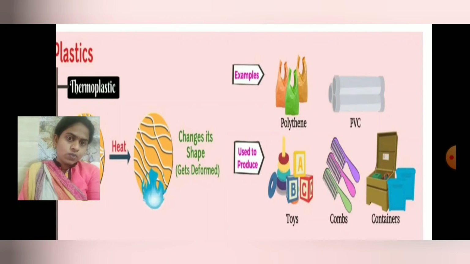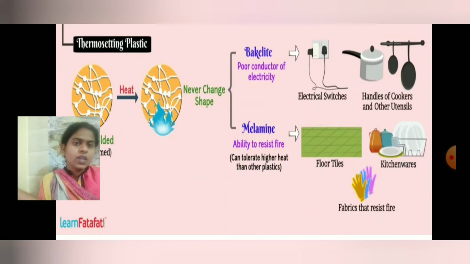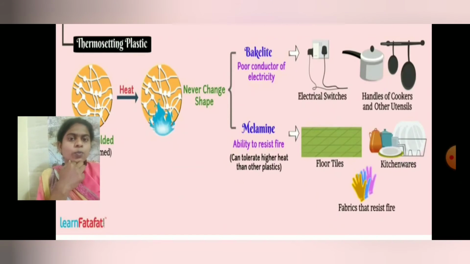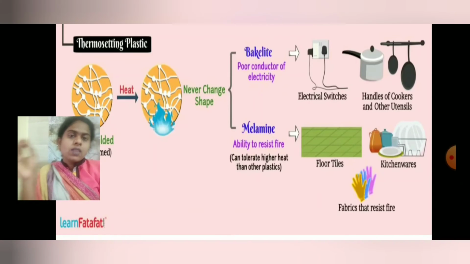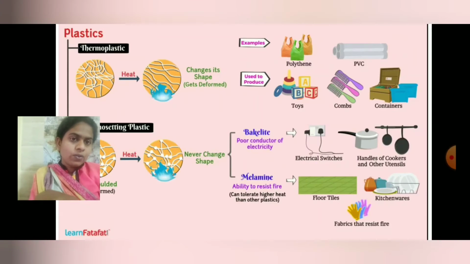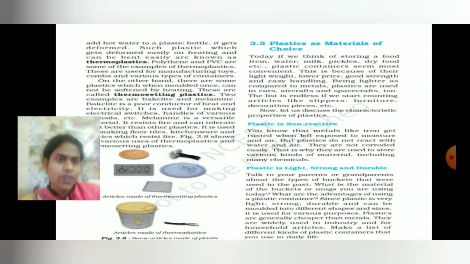In combs, what kind of plastic is used? Thermoplastic is used. After that we discussed thermosetting plastics, which are very important, because most household articles, including electrical wires and electrical switches, consist of this kind of plastic. They are thermosetting plastics. Okay, children, remember, up to this we have discussed in our previous classes. Let's move to the next one.